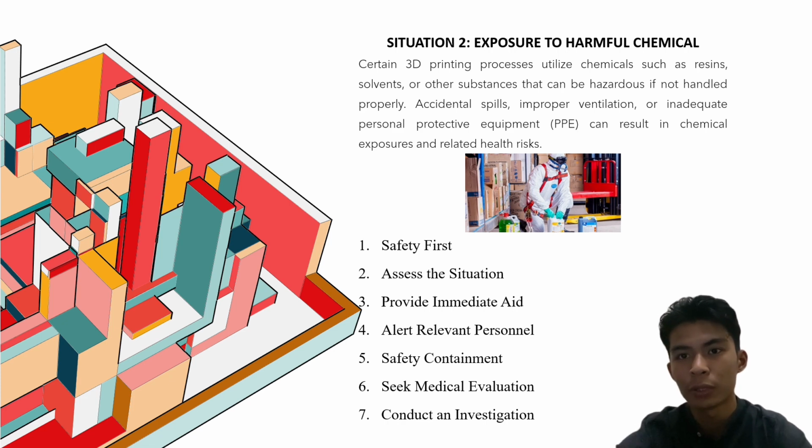Situation 2 is exposure to harmful chemicals. Certain 3D printing processes utilize chemicals such as resins, solvents, or other substances that can be hazardous if not handled properly. So the procedure is to ensure the safety of the affected person and those nearby.